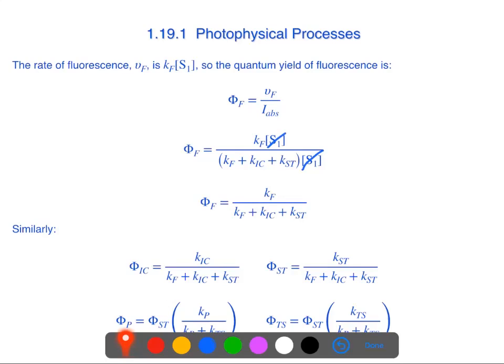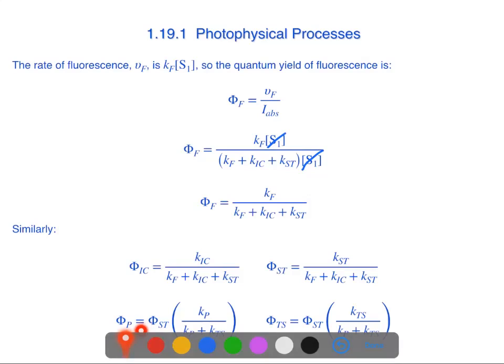We can similarly write quantum yields for other processes using the same logic. So the quantum yield for internal conversion would simply be the rate constant for internal conversion over the sum of all the deactivation pathways. And similarly, the quantum yield for intersystem crossing would be equal to the rate constant for intersystem crossing, the S to T transition, over the sum of all the deactivation pathways.